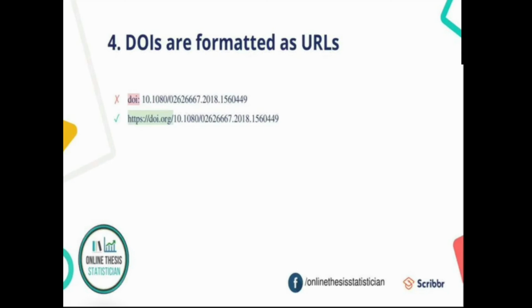Next, DOIs are formatted as URLs. So most journal articles and books have DOI, or the digital object identifier assigned to them. So this unique link is stable and makes retrieving a source easier for readers. But right now, DOIs are formatted the same as URLs because the label DOI is no longer used.